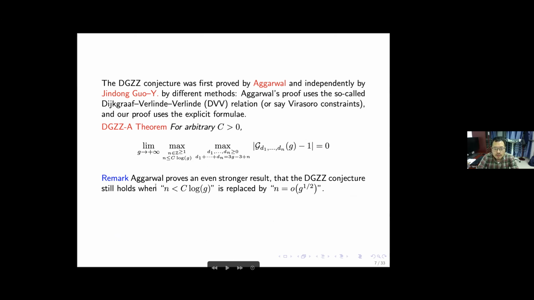Aggarwal actually proves an even stronger result. He shows that this n smaller than C log g can be replaced by n equals little o of square root of g. Beyond this, we cannot improve anymore because there are counterexamples for this normalized number.